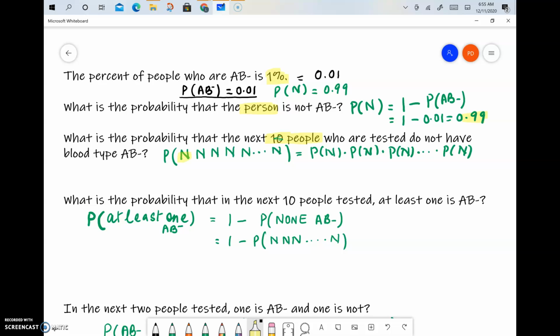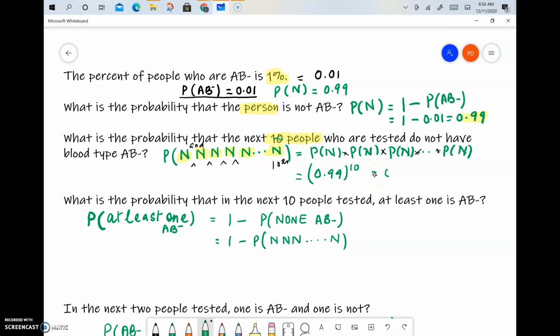So what is the probability that the next 10 people are not AB negative? The probability of not, not, not, not, not, dot dot dot, and that's the 10th person with not AB negative. The word between these events is the word and. So we are requiring that all 10 people be not AB negative. Since the word is and, it goes with the multiplication rule for independent events. So it's P of N times P of N, times, times, times. We multiply the individual probabilities, so that would be 0.99 to the 10th power.